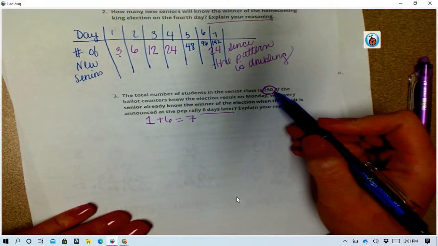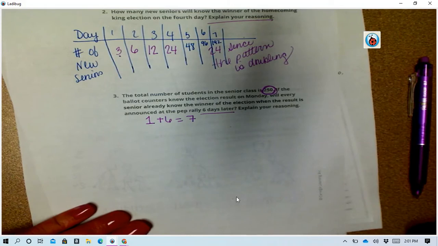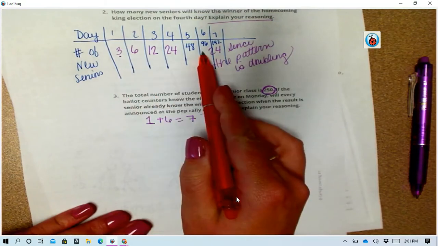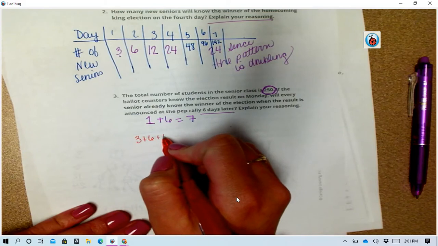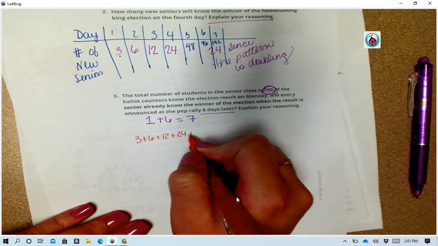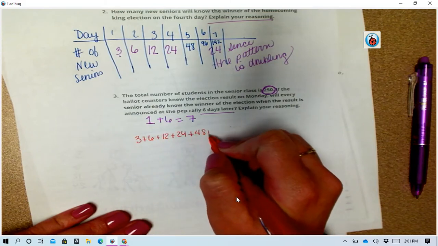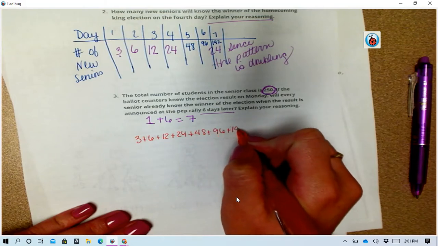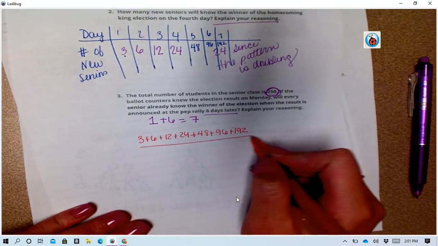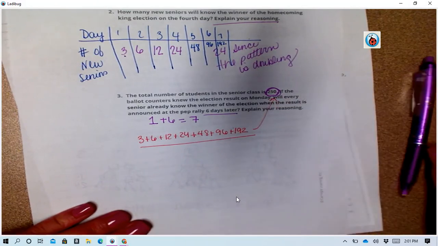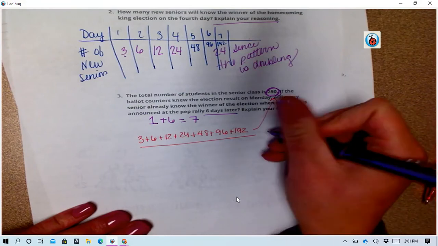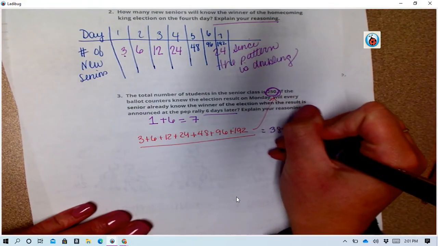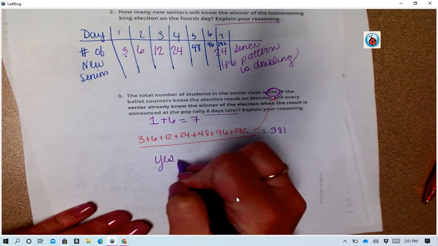But would there be enough total to meet 250? So what you would have to do is add all of these numbers of new seniors together. So we have 3 plus 6 plus 12 plus 24 plus 48 plus 96 plus 192. And if this number is bigger than 250 or is 250, then yes, everybody would already know. If you add that up, you get 381. So yes, everyone would know.